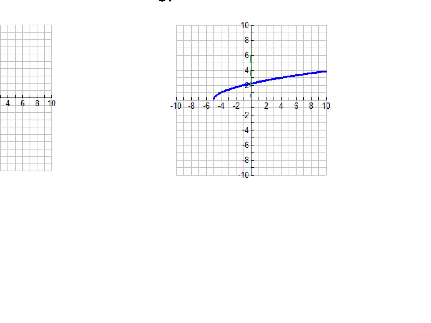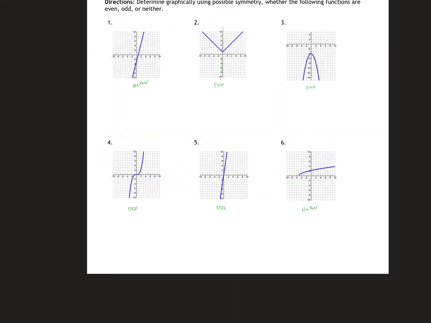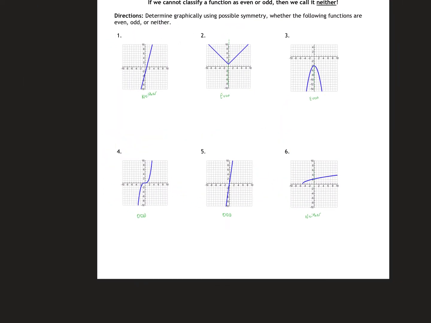This one right here, even is easier to check because I can't fold it across that line. If I rotate it upside down, it goes down. So this is an example of neither. So just looking at your symmetry, you've got odd: if you rotate it upside down, it looks exactly the same. If you've got even, if you draw a line down the y-axis, you get the exact same thing if you fold it over that line. And neither is obviously neither of the two.